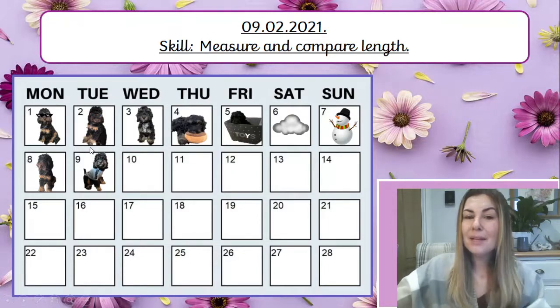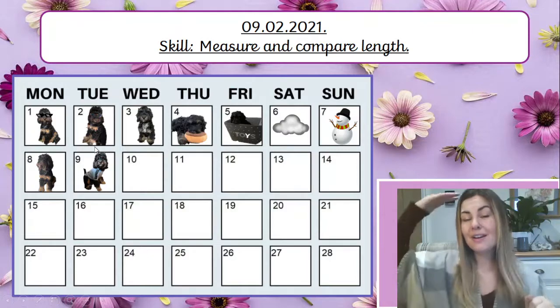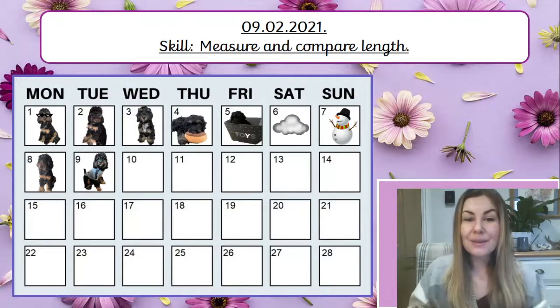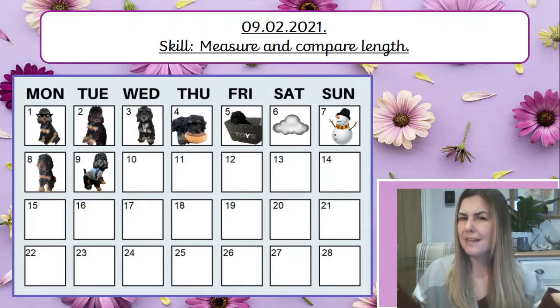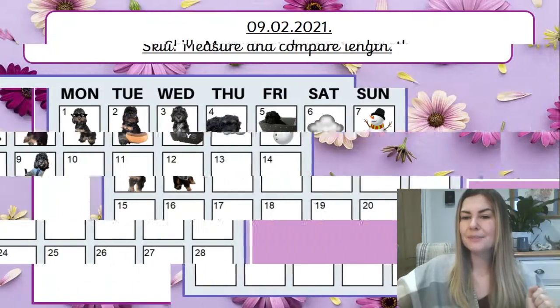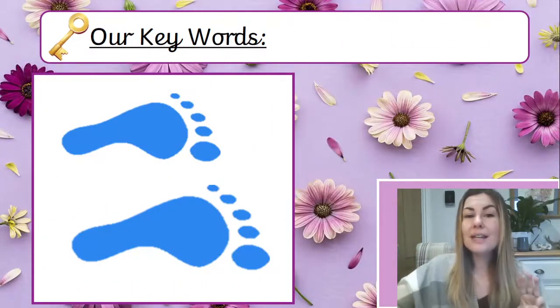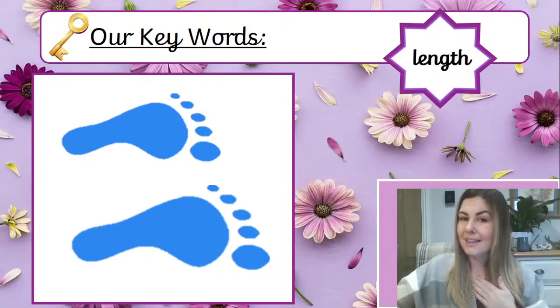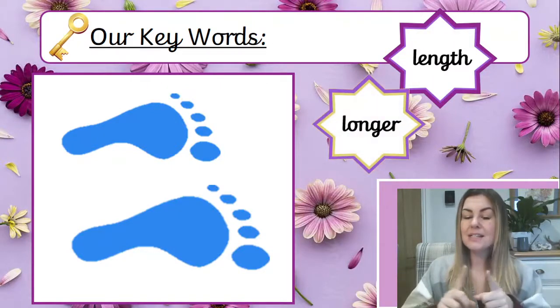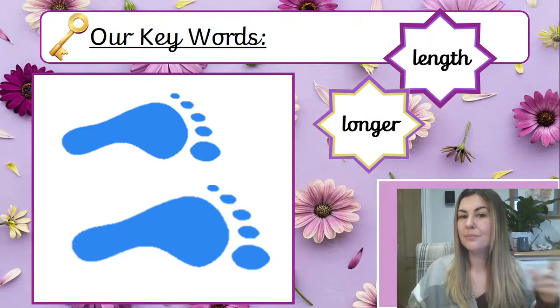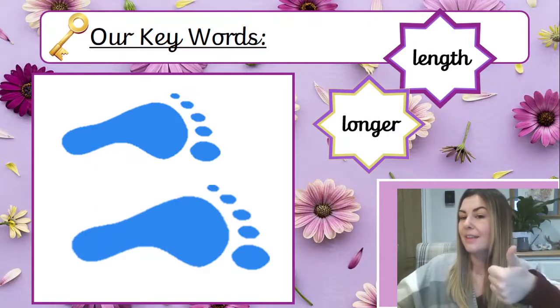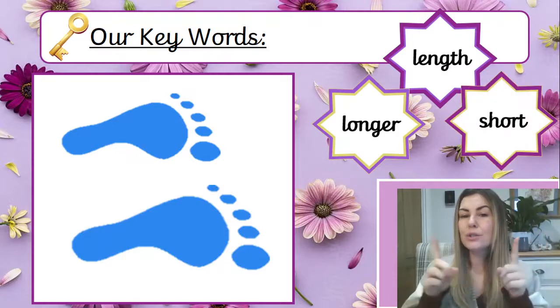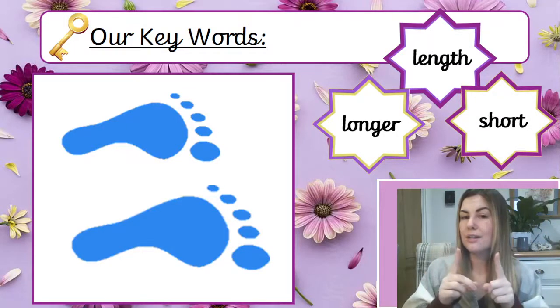This week we are measuring, and yesterday we were measuring our height. Today we're going to be measuring and comparing length. But can you tell me what length is? Well, let's find out. We have 3 key words today. The first word is length. Your turn. The second word is long or longer. Your turn. And the third is short or shorter. Your turn.